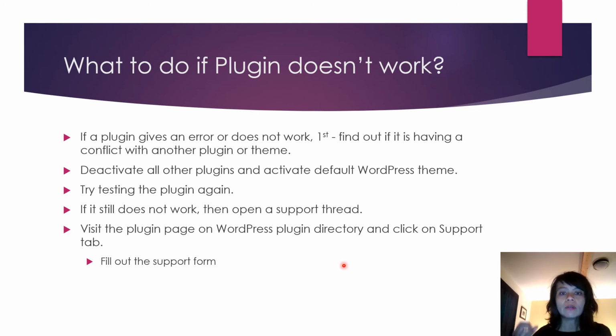All right, so after you have installed and activated a plugin, you might find that it doesn't work. What do you do then if it doesn't work? If a plugin gives an error or it does not work, number one, find out if it's having a conflict with another plugin, or maybe a conflict with the theme that you have used. So what you do is deactivate all the other plugins and activate your default WordPress theme and try testing the plugin again. Then if it still doesn't work, try to open a support thread.